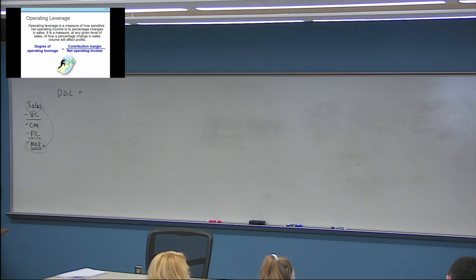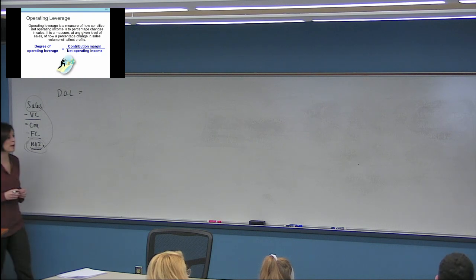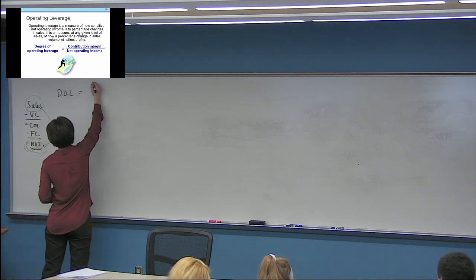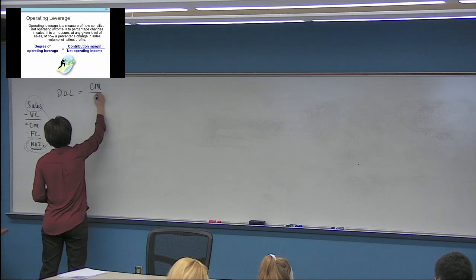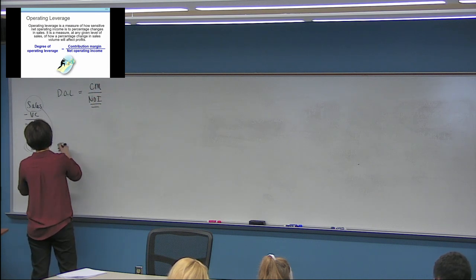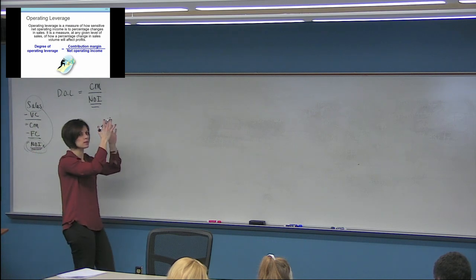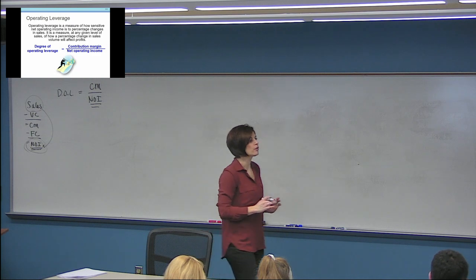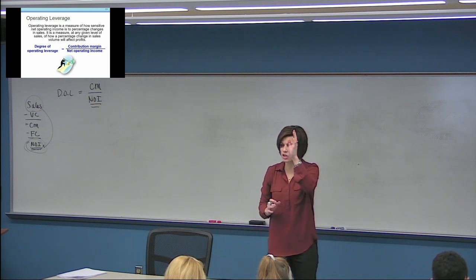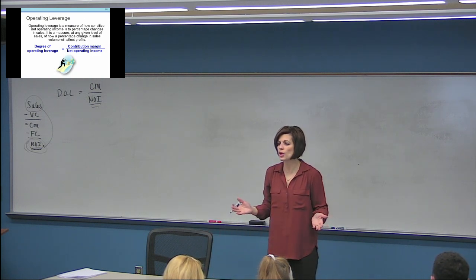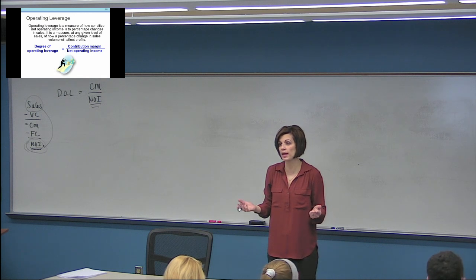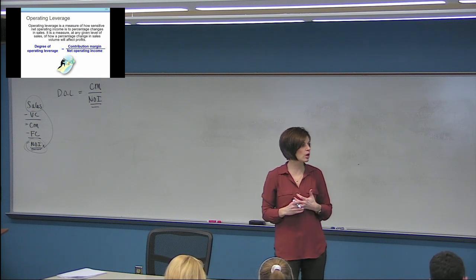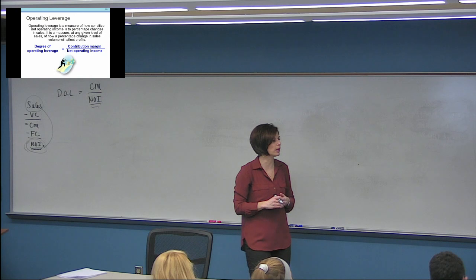Here's the formula. I told you it's not hard. Degree of operating leverage is equal to contribution margin divided by net operating income. Now, you know on your table you have 3 columns, right? You have totals, per units, and percentages. The only column that you have a total for net operating income is the total column. So these are total dollar values here. That's all they can be, right? So contribution margin divided by net operating income.